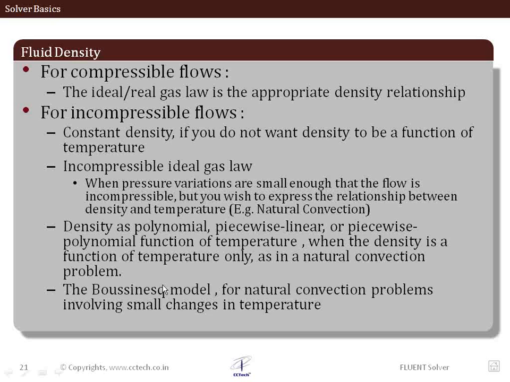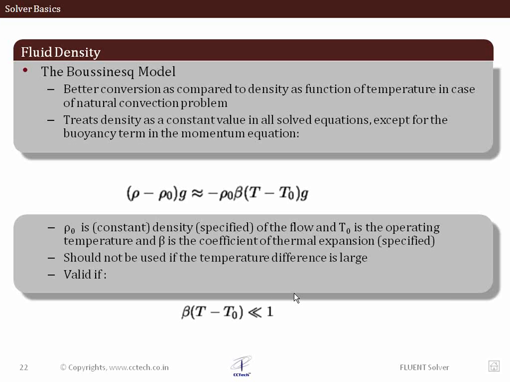So this can be implemented if there are small changes in temperature which is causing a density variation along one direction primarily, that is along the direction of the gravity, because of which a natural convection phenomena takes place. Usually the Boussinesq model has a requirement that the thermal expansion factor beta times the temperature difference between the ambient and the temperature of the object from which the natural convection phenomena is occurring, this product should be much less than 1. In that case, the Boussinesq model is applicable.